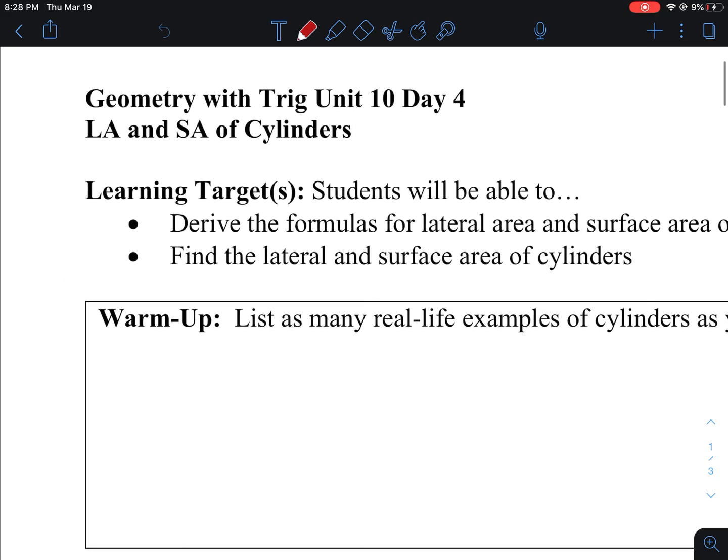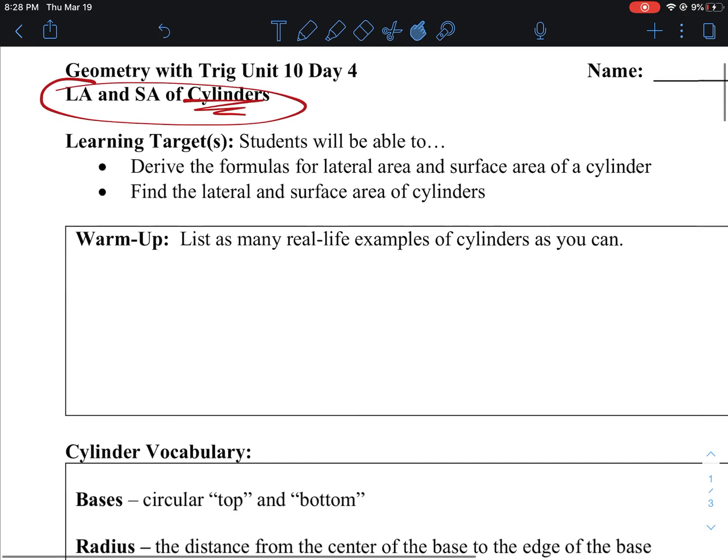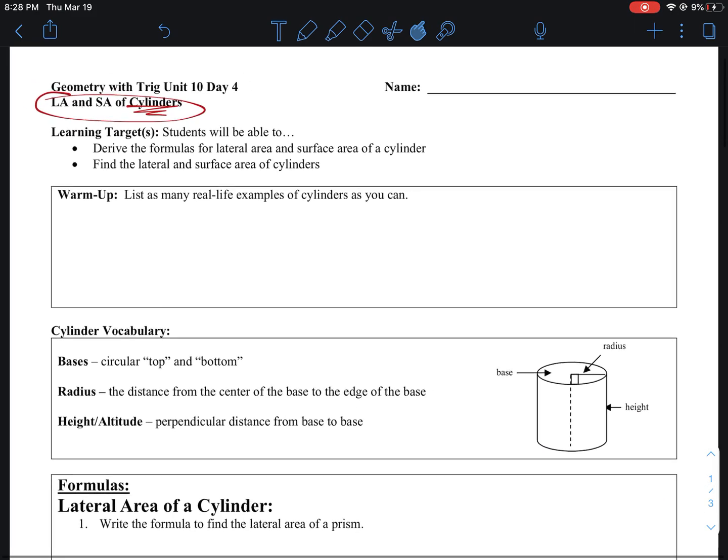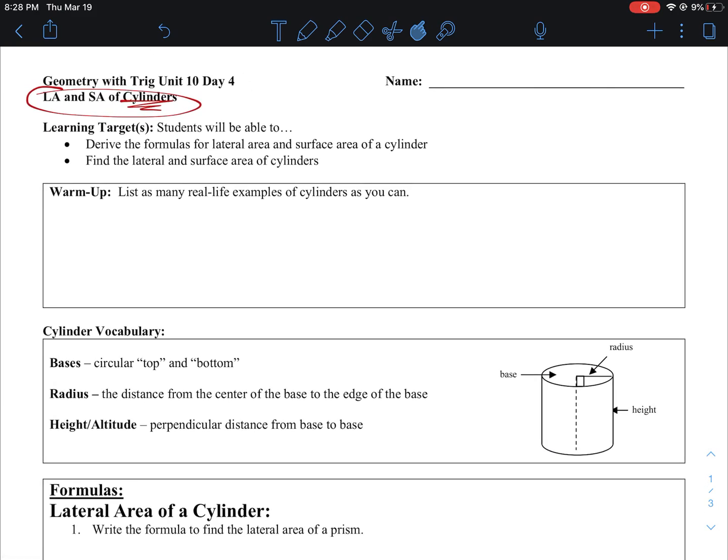Today we are going to be learning about lateral area and surface area of cylinders. Okay, so new shape. We already talked a bunch about prisms. We're moving on to cylinders. So this is day 4 notes, so it's going to go along with day 4 homework, or homework 4. That's going to be the assignment for tonight that goes along with these notes, just to let you know.